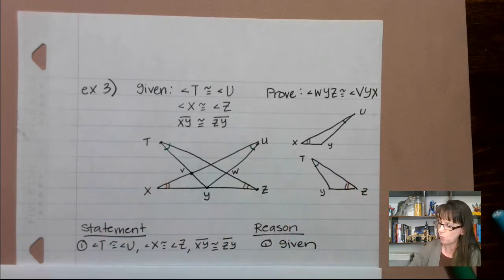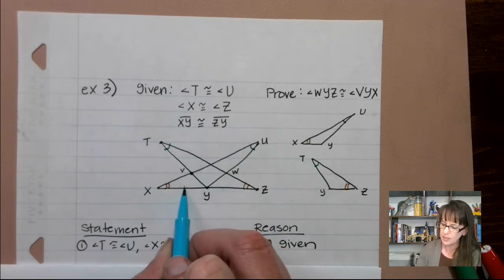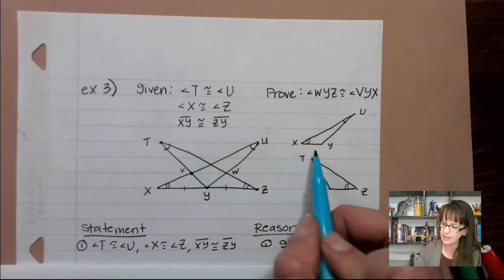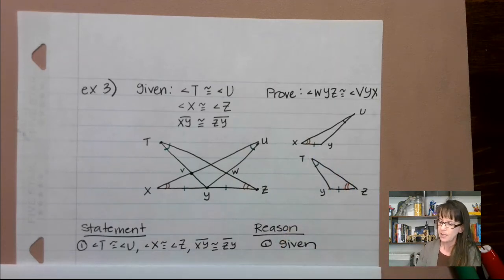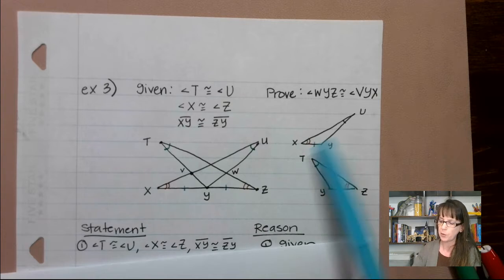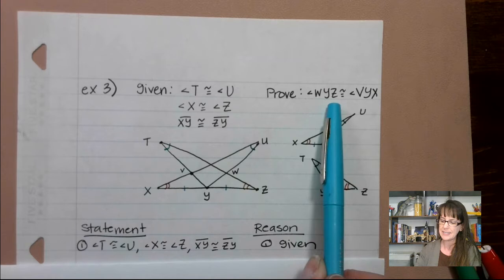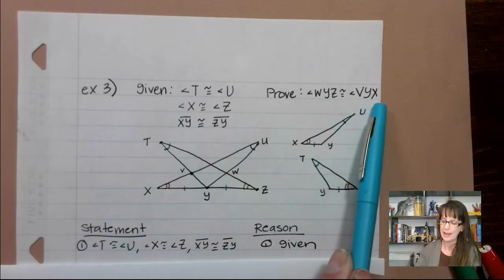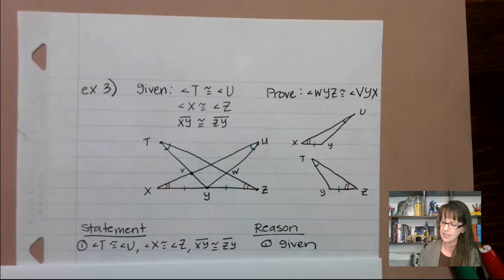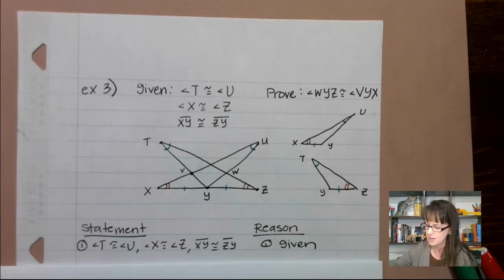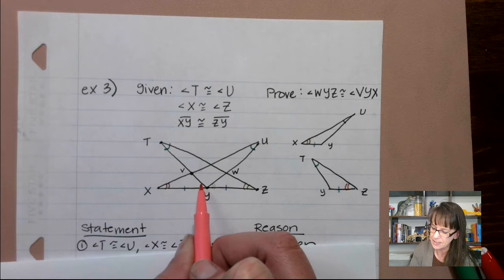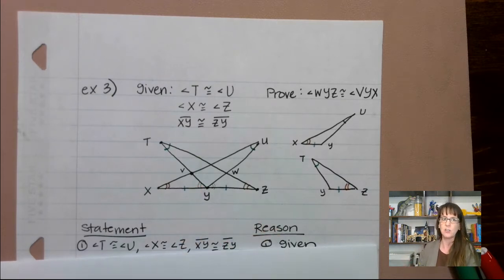And then we have XY is congruent to ZY. So this is congruent to this. Okay, so at this point, we can prove these triangles are congruent. But what we're trying to do is prove angle WYZ is congruent to VYX. So if we look at this one, here's our W, WYZ. So we're trying to prove, and I'm going to put this in pink here, that this angle right here is congruent to this angle. Okay, so let's take a look at this.